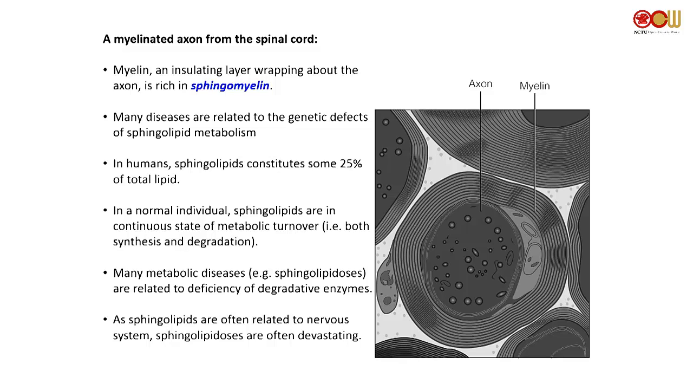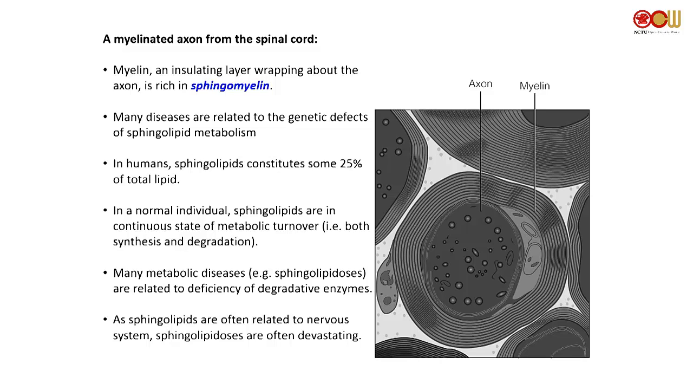Now, many diseases turn out to be related to genetic defects of sphingolipid metabolism. We'll talk a little bit about that, but not so much. In humans, sphingolipids constitute about 25% of total lipids, slightly more or slightly less. So it's actually quite large in humans. One quarter of your total lipid is made of sphingolipids.